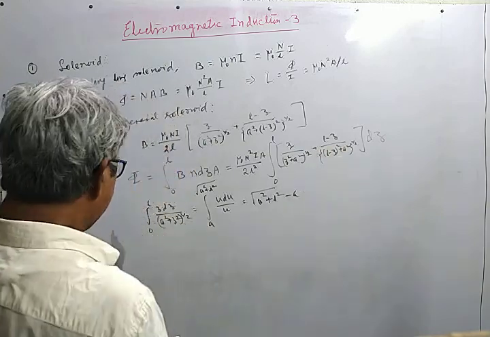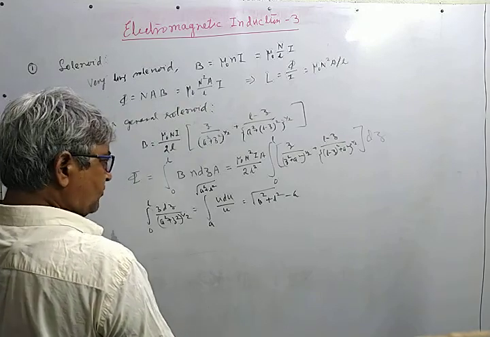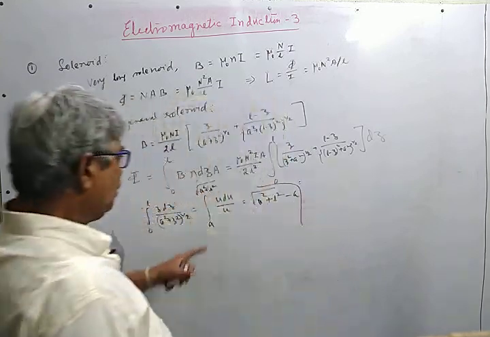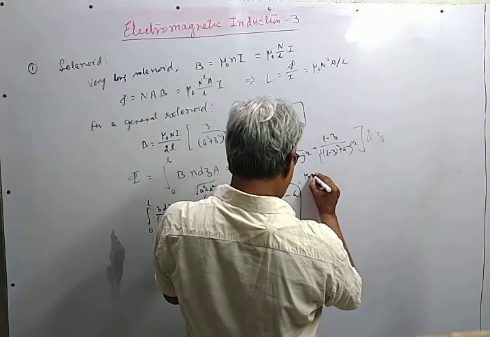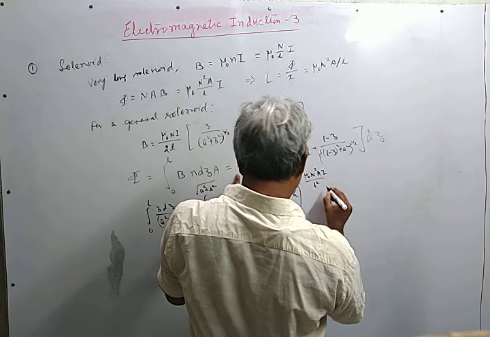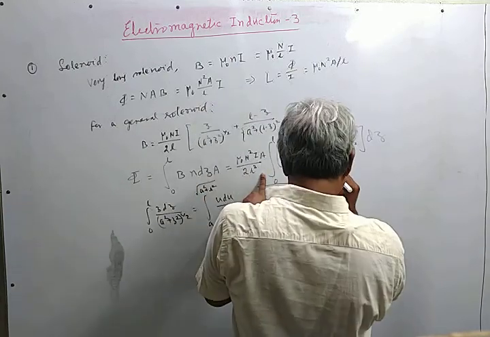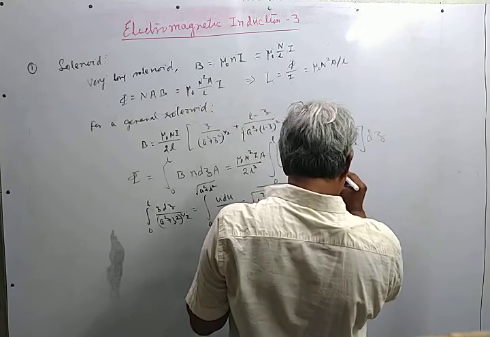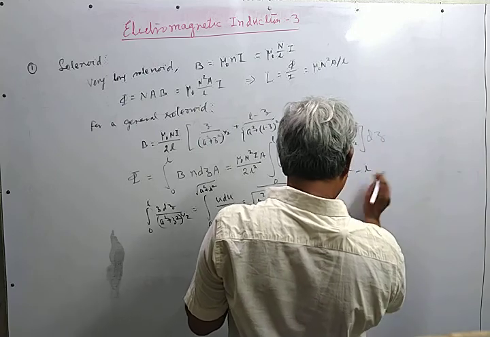So the phi is, I must write it over here. This is equal to, this part will go, mu 0 n square a I by L square times a square L square square root minus a.